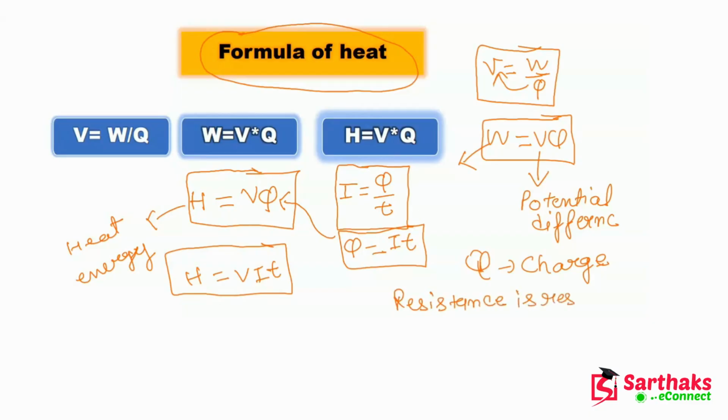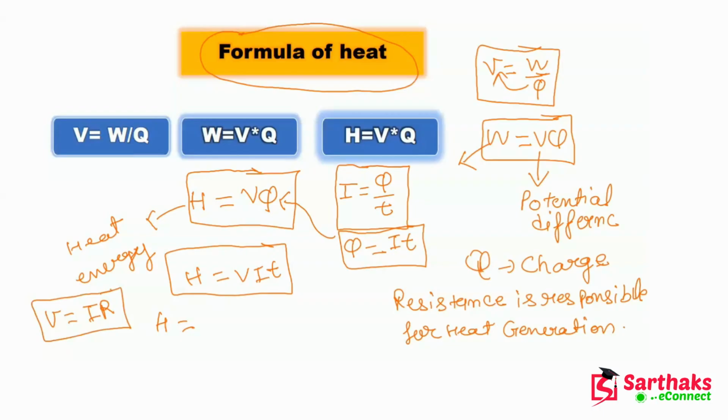Now, in the previous slide, I told you that resistance is responsible for heat generation. So basically, we need a resistance in this formula. How can I add resistance? I know by Ohm's law that V is equal to IR, where I is current and R is resistance. So I can simply put this value in this formula here, and it will give me I square RT.